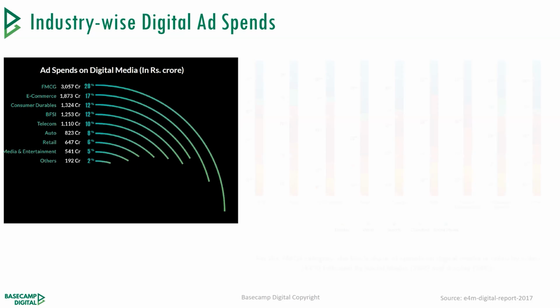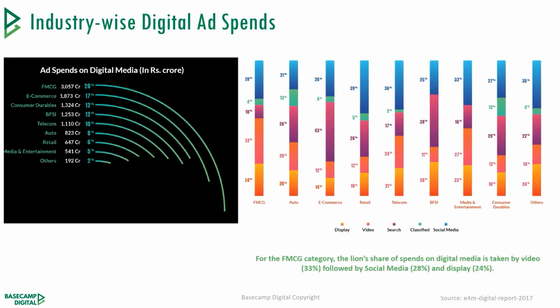Then we deep dive into breaking it up into industry-wise digital ad spend. So what I'm doing here is showing clients the various industry spends. As per that report, FMCG is 28% of your total digital spend, followed by e-commerce, then consumer durable, BFSI, telecom, auto, retail, media entertainment, and others, right? So if a client is in the FMCG category, they clearly know that it's one of the most dominating categories spending on digital.